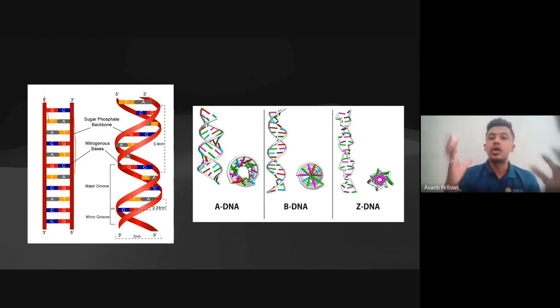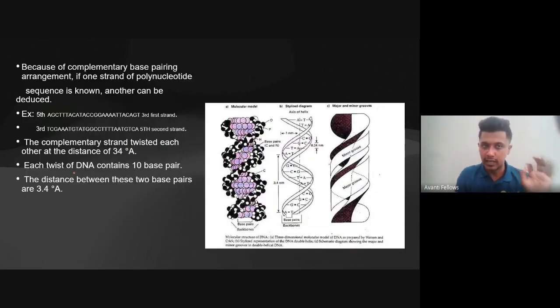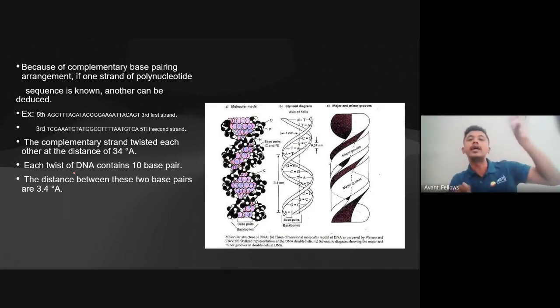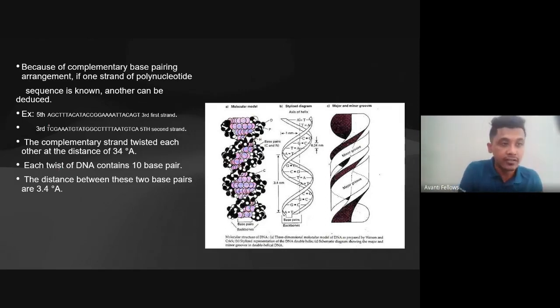Now, the DNA structure is double helical, so there are two polynucleotide chains involved. One chain has the polarity from 5' to 3' direction. The 5' represents the free phosphate end and the 3' represents the free OH end, right? Similarly, the opposite strand is anti-parallel. If one chain is running from 5', the other chain would be running from 3'. So this shows the anti-parallel nature of our DNA.